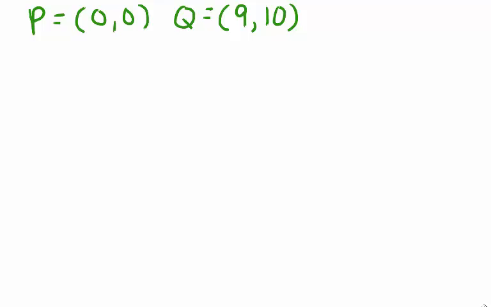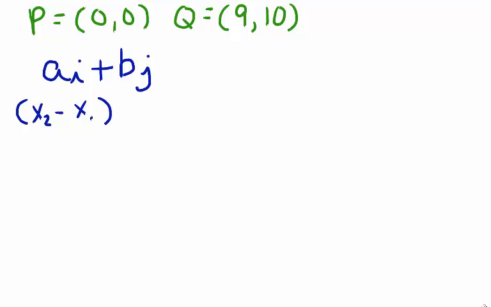When we're finding a position vector, our goal is to write it in the form a i plus b j, where a is found by taking x2 minus x1 i plus y2 minus y1 j.